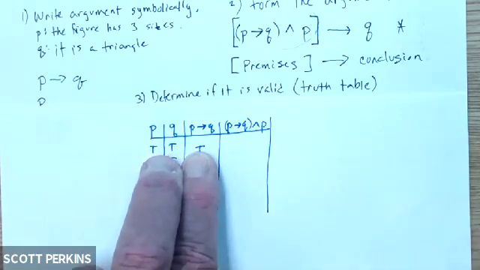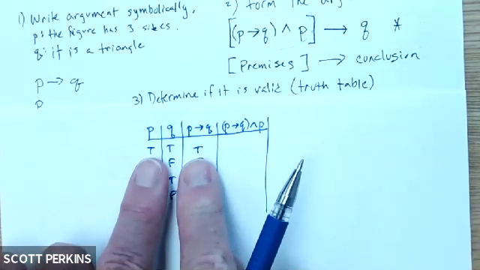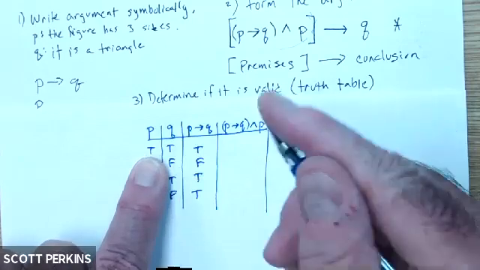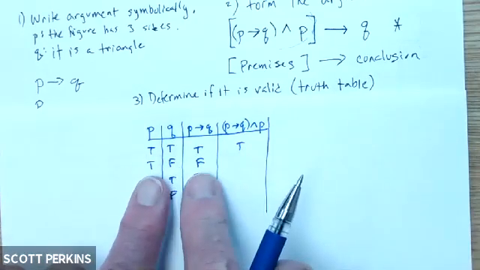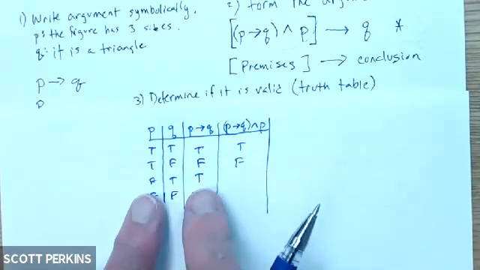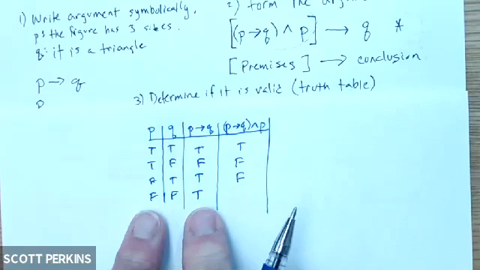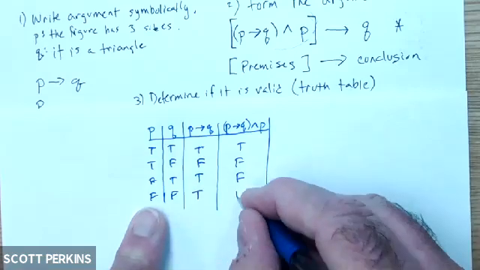Again, great review opportunity. The conjunction, the and statement. When is the and statement true? When they're both true, sure. So here we go. The first line, true and true. Okay, that's a good one. The second line, true and false. Okay, that is false. The third line, false and true. That's going to be false. And finally, the last line, false and true. That's going to be false.